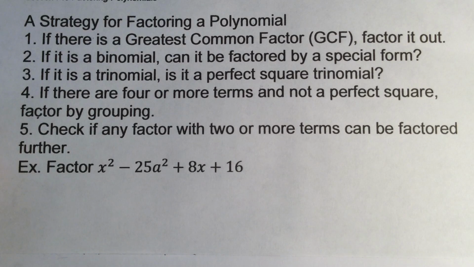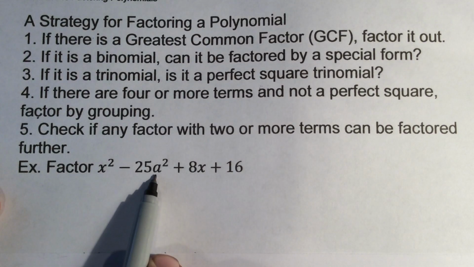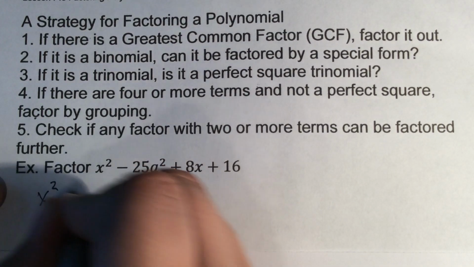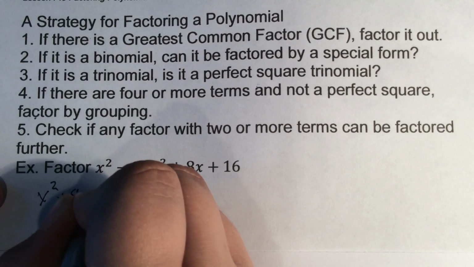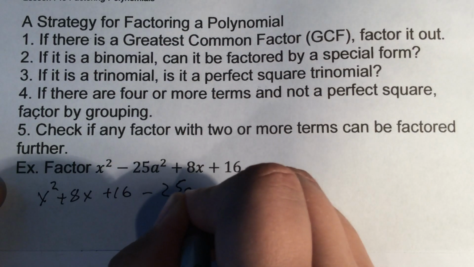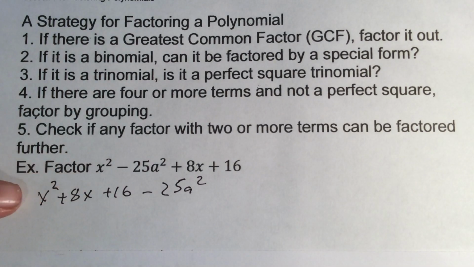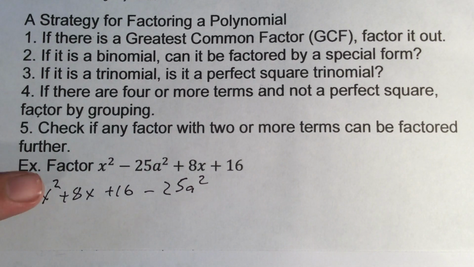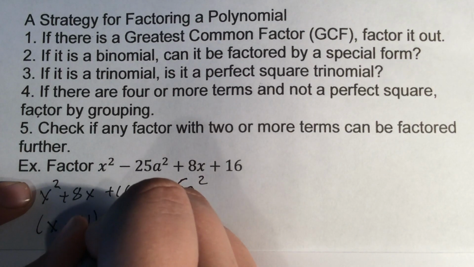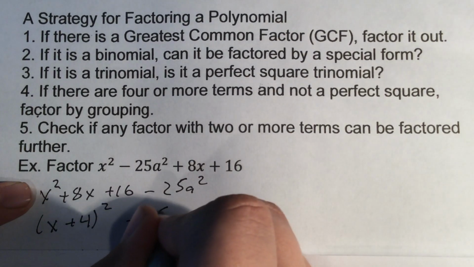So, looking here, we want to group this 2 different ways. We have an x, we have an a, we have another x, we have a 16. I want to make a trinomial that I can break down right off the bat. So I'm going to rewrite this as x squared plus 8x plus 16, and then the minus 25a squared. Well, if I look at this, this is a perfect square. This is going to go to x plus 4 squared minus 25a squared.